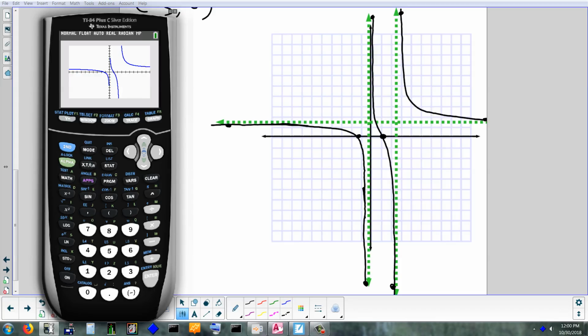So this part should keep going down. This part should keep going up. So that's how you sketch rational functions. Okay, most of it is just checking points on the table.